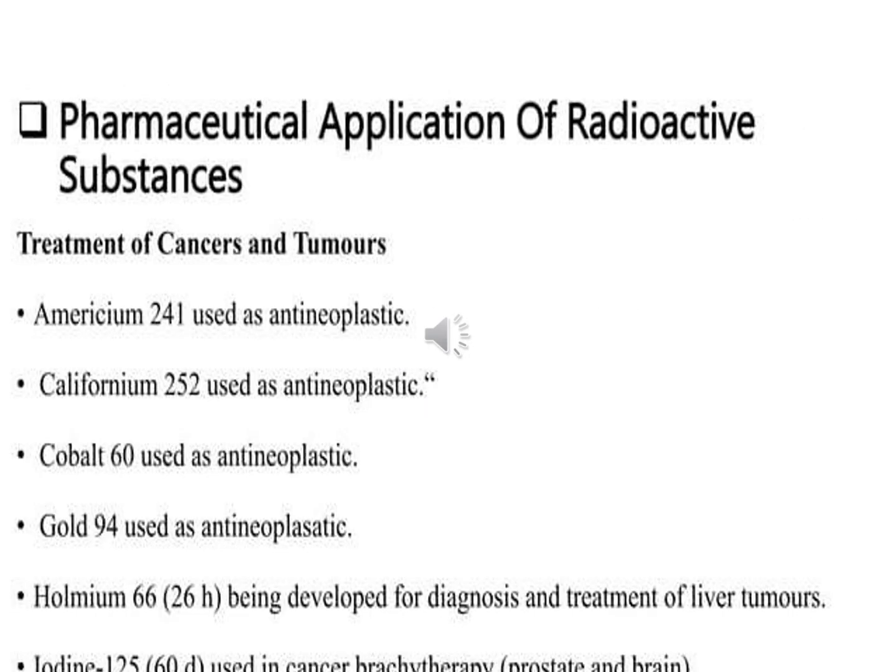Pharmaceutical application of radioactive substances. Treatment of cancer and tumor. Americium 241 is used as an antineoplastic, californium 252 is used as an antineoplastic, cobalt 60 is used as an antineoplastic, gold 198 is used as an antineoplastic, holmium 166 (26 hours) is being developed for diagnosis and treatment of liver tumor, and iodine 125 (60 days) is used in cancer brachytherapy, that is prostate and brain cancer.